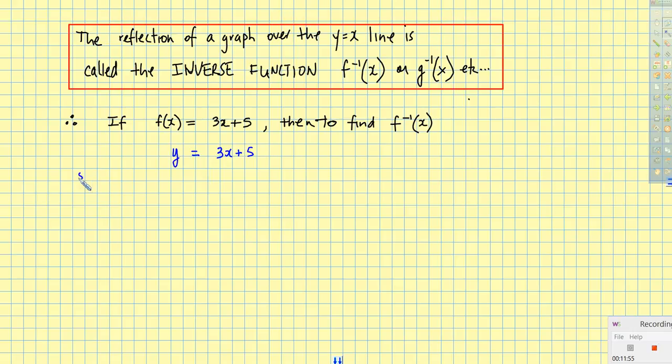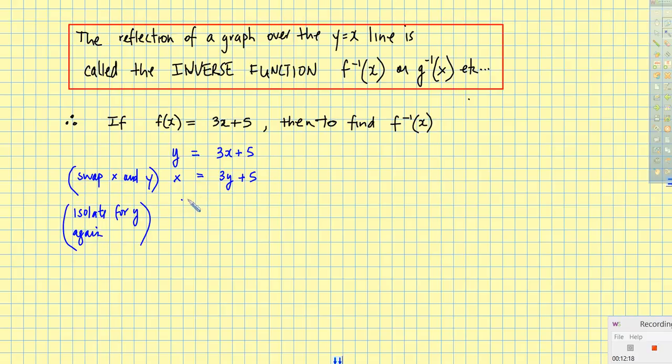I then swap the positions of x and y so that x is going to equal 3y plus 5, and then I'm going to isolate for y again. So we always like to write our answers as y equals.